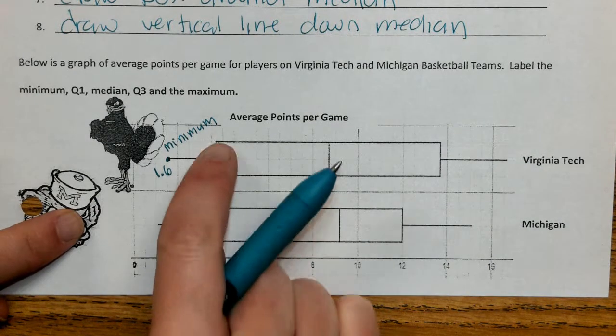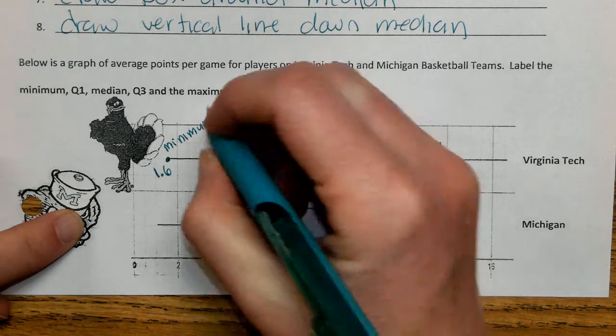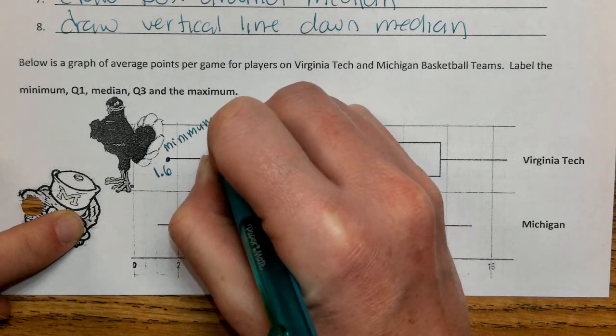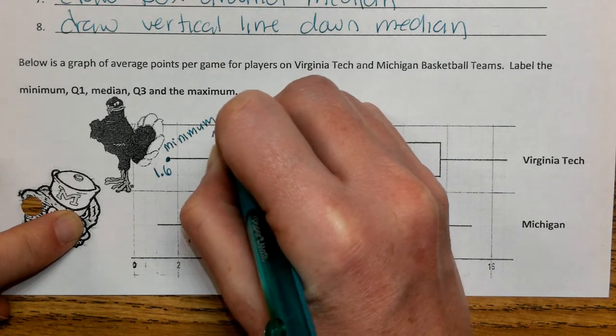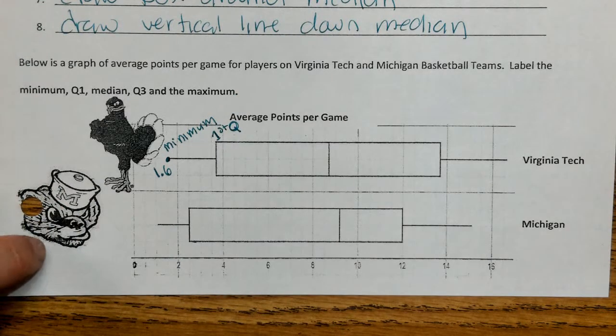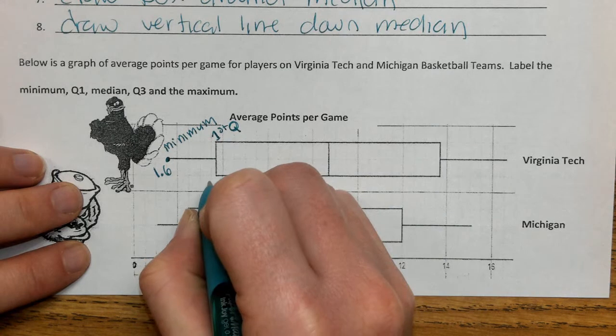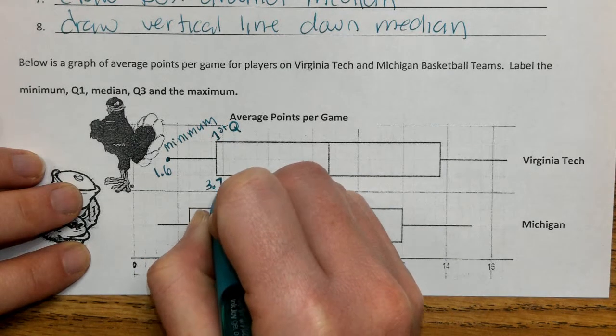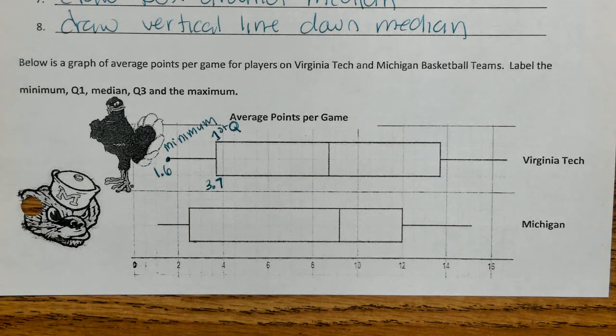What do we call this line right here? We call that the first quartile. What's another word for the first quartile? Lower quartile. So your first quartile is also known as your lower quartile.